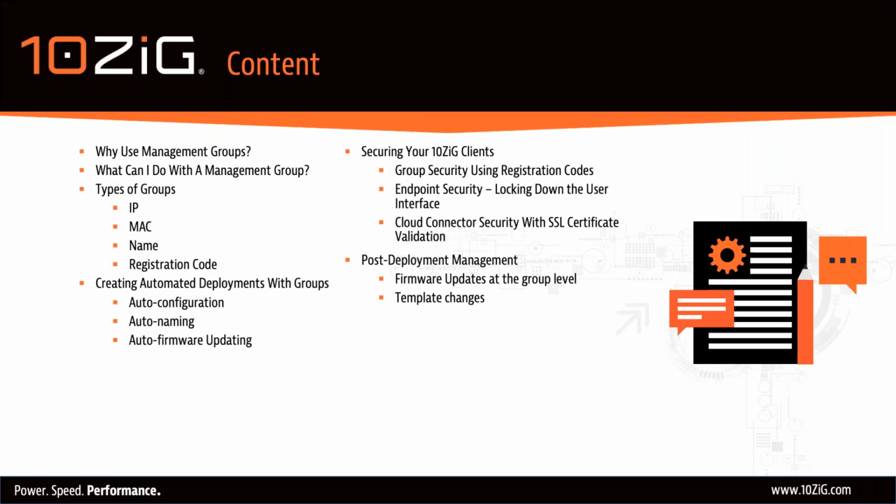We'll talk a little bit about how to strategically filter your units in order to achieve auto configuration. The auto configuration process allows you to take an out-of-the-box unit, set it up, plug it in, and turn it on, and you can leverage the auto configuration in order to configure, name, and firmware update your devices. We'll also take a look at securing the Tenzing deployment, SSL validation, registration codes, and then how to lock down your Tenzing endpoints.